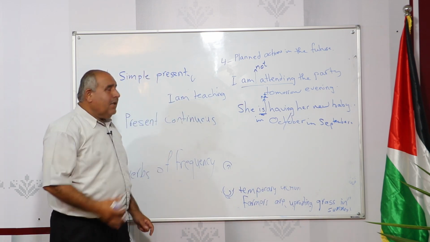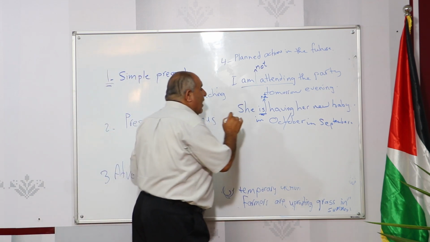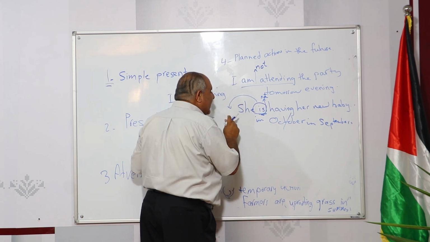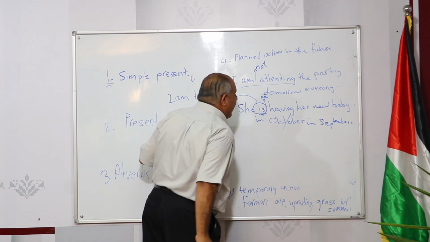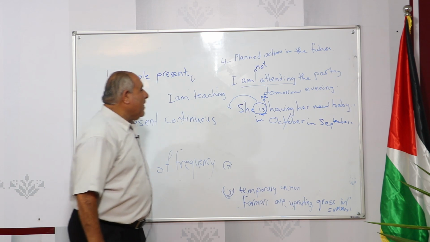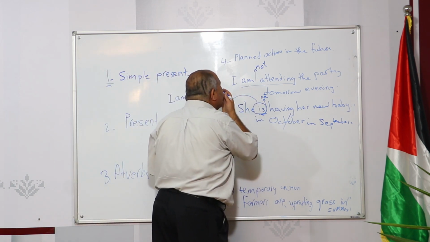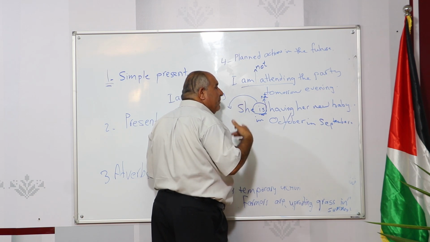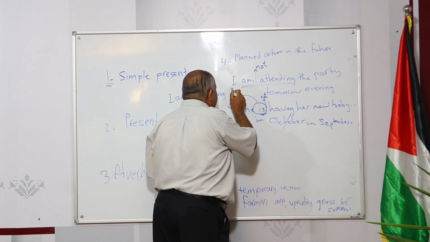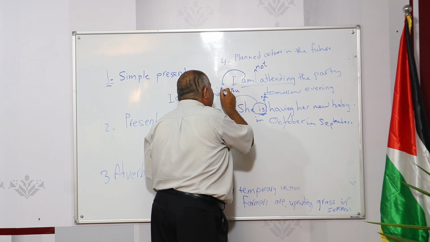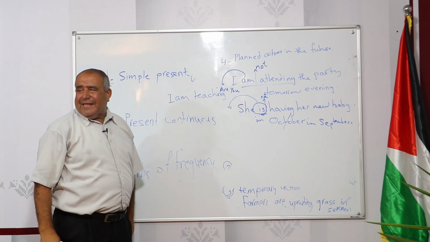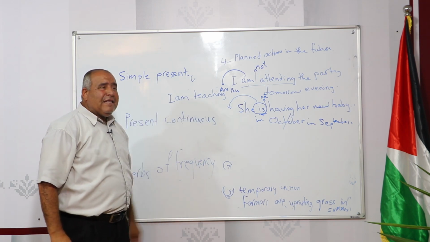Well, can you make a question? Well, this is very easy. Now, all you do is that you take the auxiliary, is, and you front it at the beginning. So the sentence becomes, is she having her new baby in October? And because the speaker is I, and when you make a question, you are addressing the person. So I changes to you. Am becomes are. We say, are you attending the party tomorrow evening? You make by this a question.